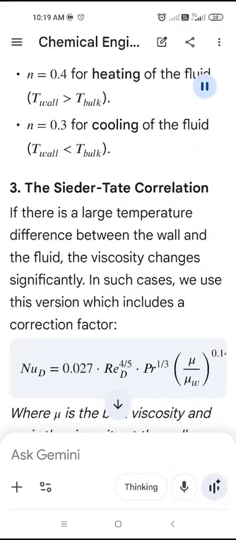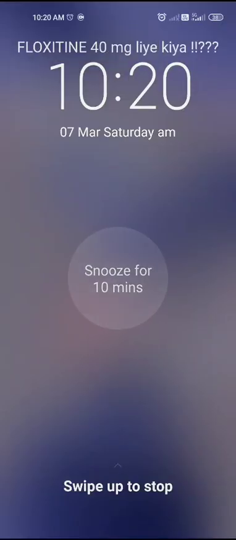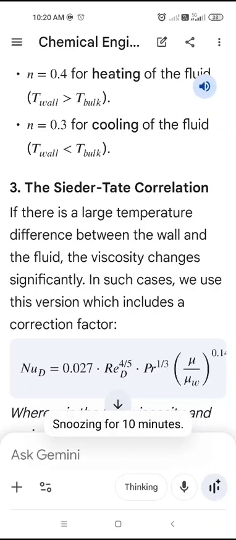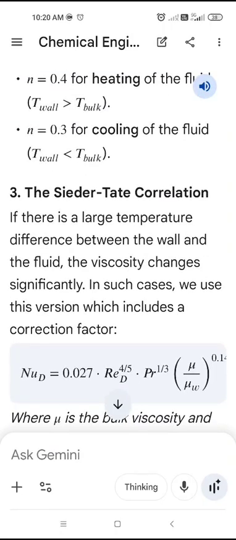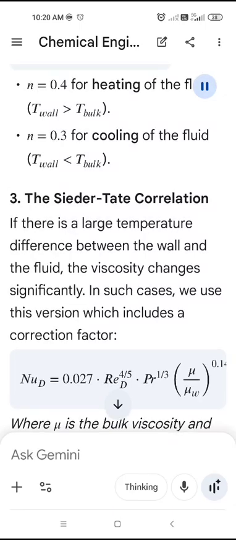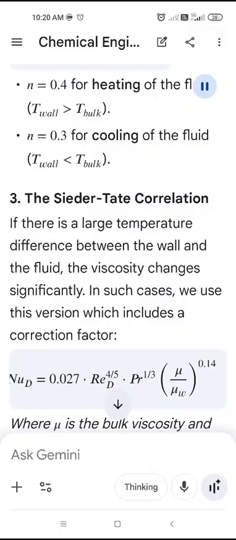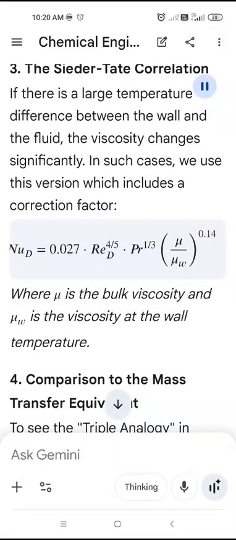3. The Sieder-Tate correlation. If there is a large temperature difference between the wall and the fluid, the viscosity changes significantly. In such cases, we use this version, which includes a correction factor, where mu is the bulk viscosity and mu_w is the viscosity at the wall temperature.